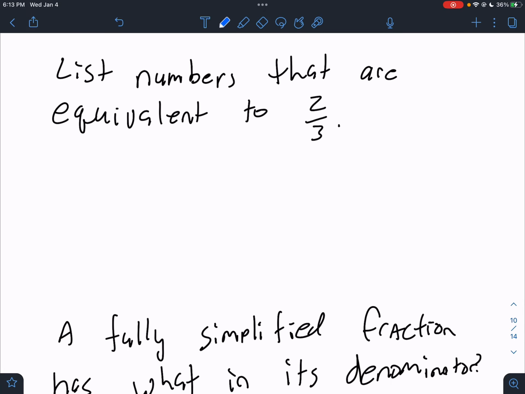List numbers that are equivalent to 2/3. We need to understand how this works. There's a lot of choices. 4/6, 6/9, 8/12. I could keep going on and on. All of these, when you type them in the calculator, they will be 0.6 repeating as a decimal. That's what they all are.